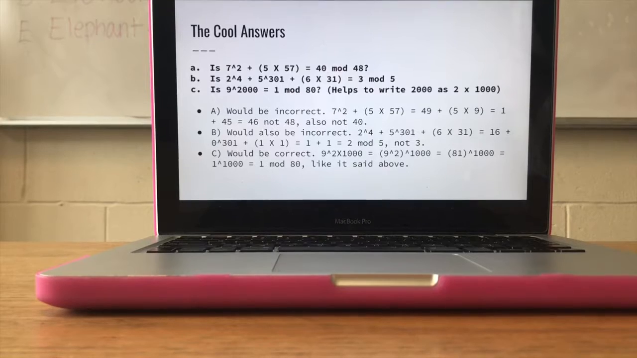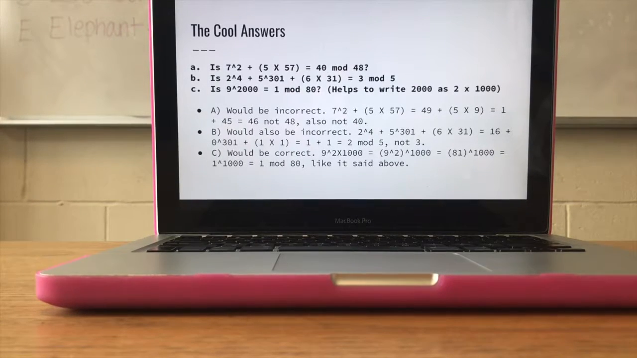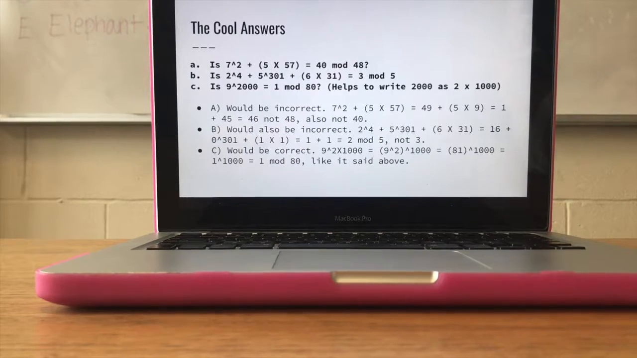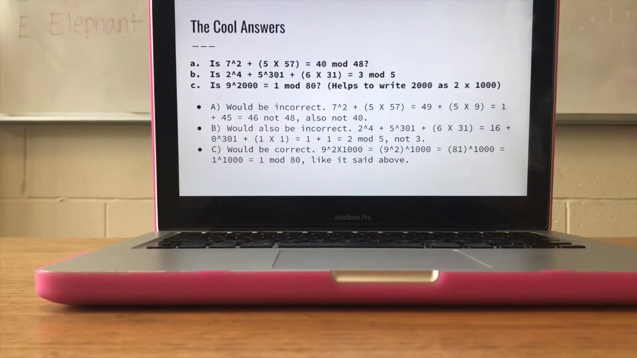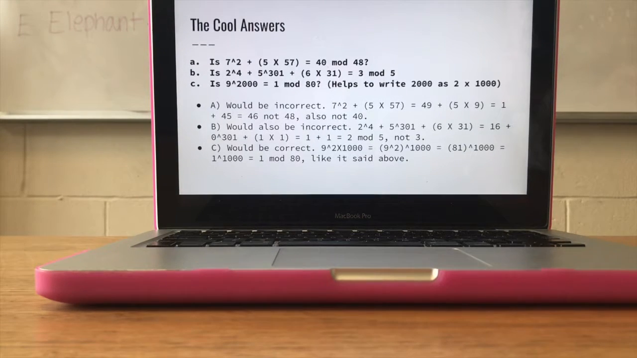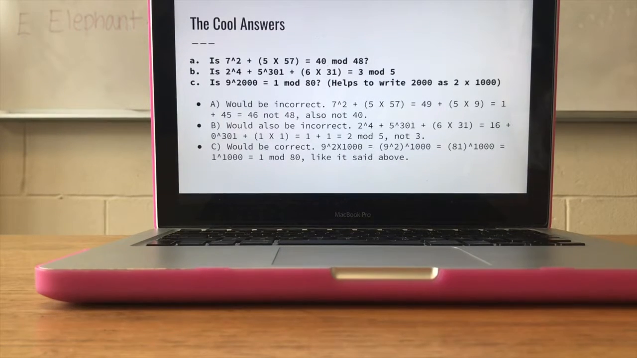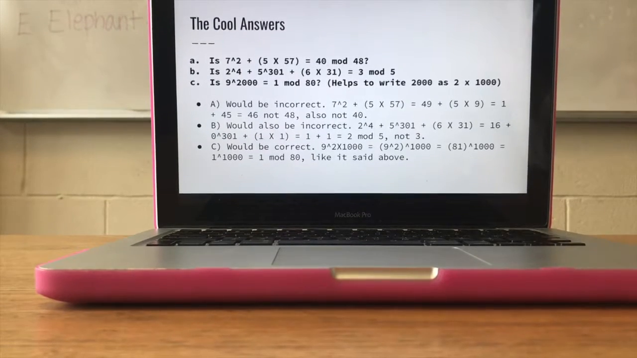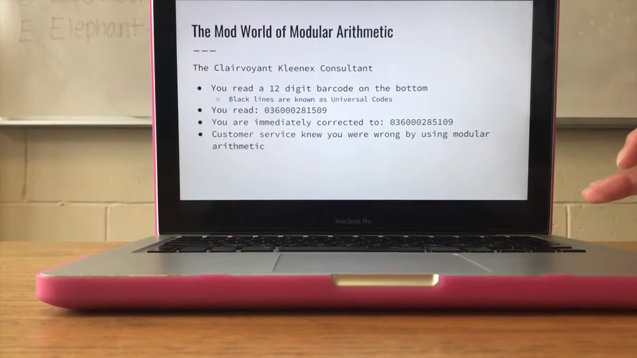C, is 9 raised to the 2000 equal to 1 mod 80? It helps to write 2000 as 2 times 1000. C would be correct. 9 to the 2 times 1000 equals 9 squared to the 1000 equals 81 to the 1000, which equals 1 to the 1000 equals 1 mod 80, like it had said above.